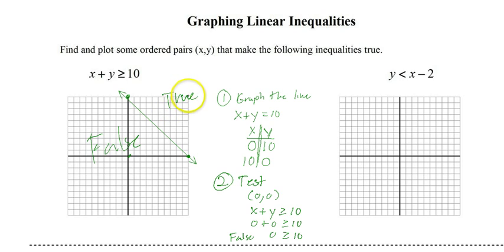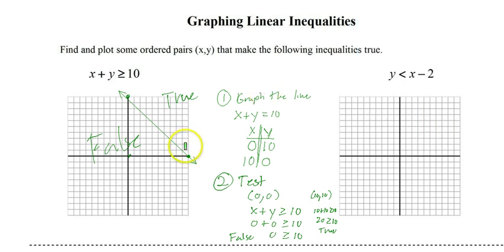And for me, I like to double test it, so now I'm going to pick a point that's on the true side. I'm going to pick 10, 10. Plug it in again. Is 20 greater than or equal to 10? That is true. So see, everything over here, you pick any point on this side, it will come out true because these are all the solutions to that inequality.